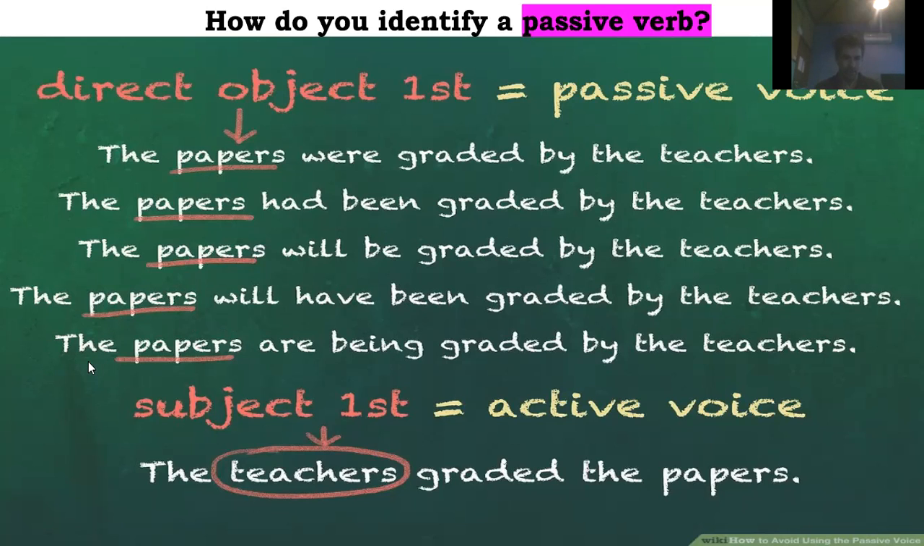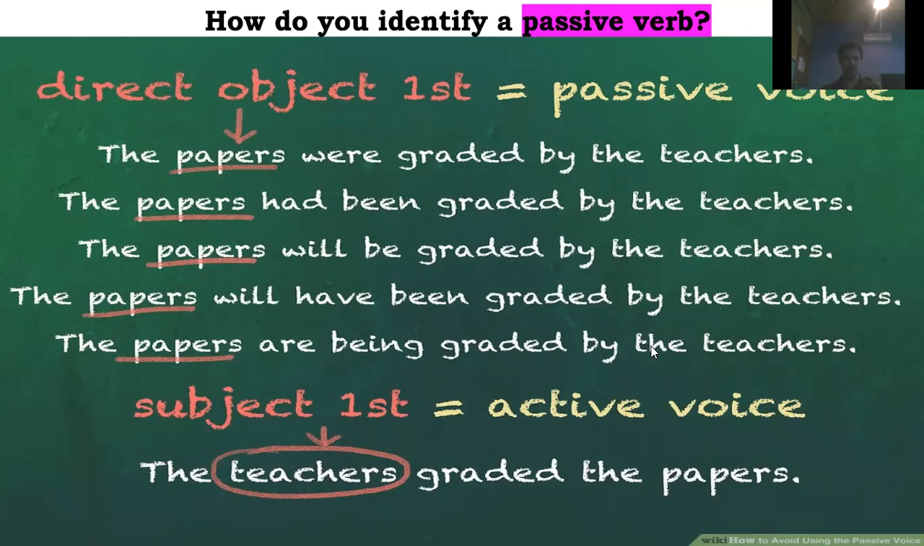And then there's the last example here. The papers are being graded by the teachers, that's present. Now we have were graded by, had been graded by, will be graded by, have been graded by, or are being graded by the teachers. And then there's one example for the active voice, which is subject first, object last. That sentence changes a little bit. It says the teachers graded the papers. There's your subject first, active voice, there's your object last.